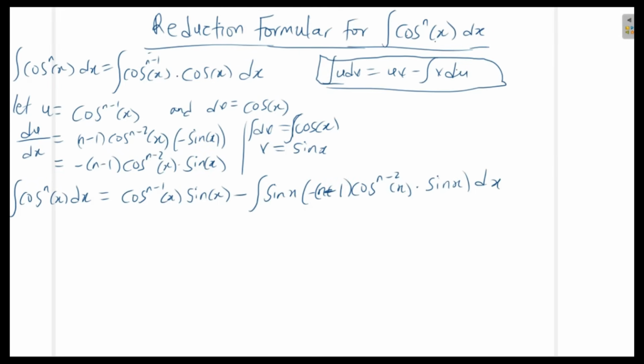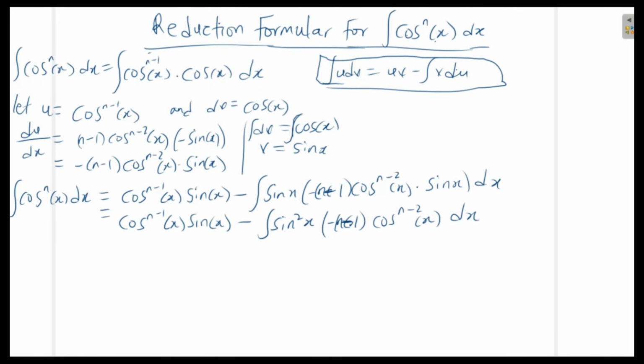Now notice that we have sine x here and sine x here, and they are multiplying. So I'm going to have cos to the power n minus 1 of x sine x minus the integral. When I multiply sine x, I get sine squared x. Then we have n minus 1, then cos n minus 2 of x. Then we bring out dx.